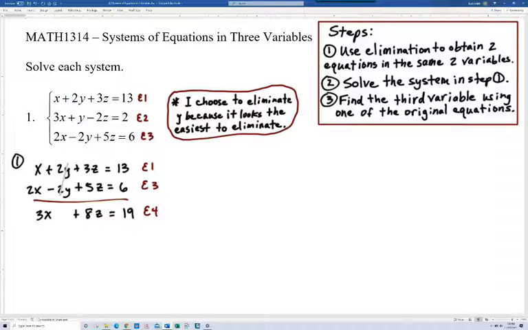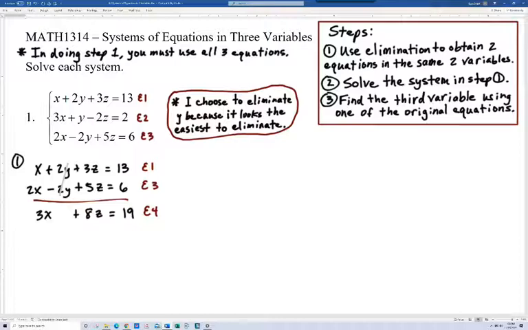Here's the thing. We used equations 1 and 3. One of the important things as we go through this process is you have to use all three equations. So I'm going to put that up here at the top: in doing step 1, you must use all three equations. As we look to come up with two equations in the same two variables, we're going to need to use all three. So we already used 1 and 3.